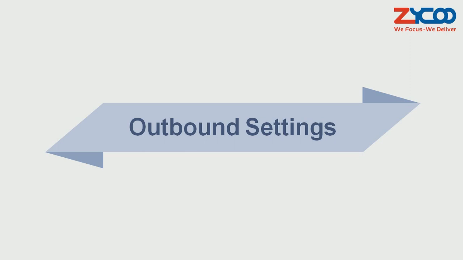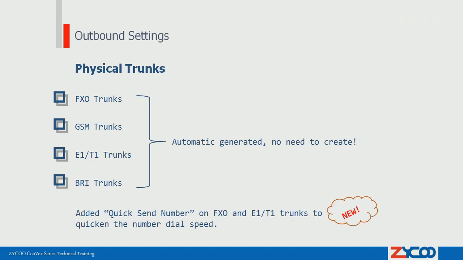Okay. After all endpoints have been configured with the ZYCOO series IP PBX, the next step would be configuring the outbound routes for the phones to be able to make outbound phone calls. The first prerequisite for configuring outbound routes would be the trunks. The physical trunks, FXO, GSM, E1, T1, and BRI trunks are automatically generated. There's no need to create them.